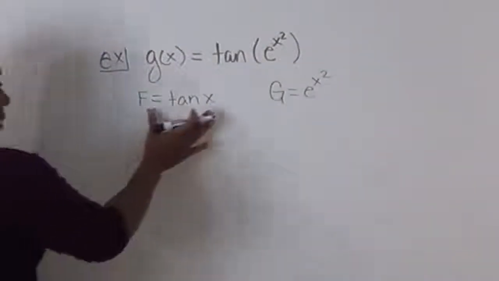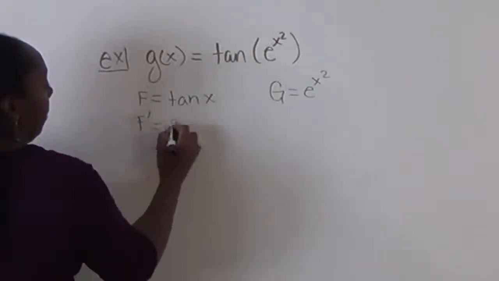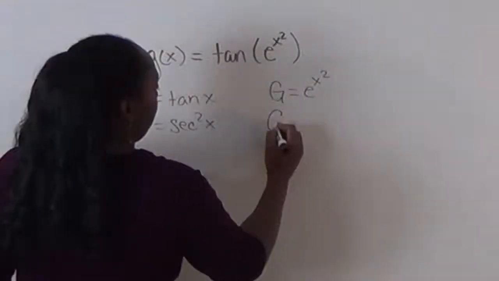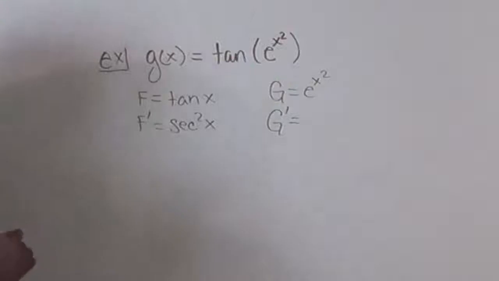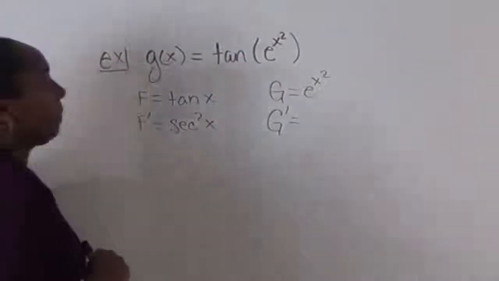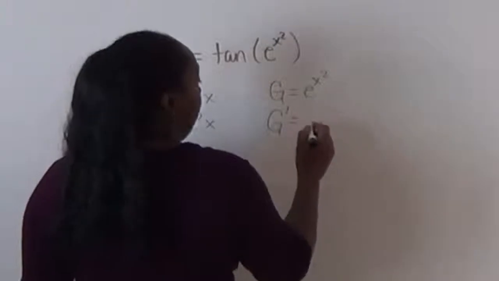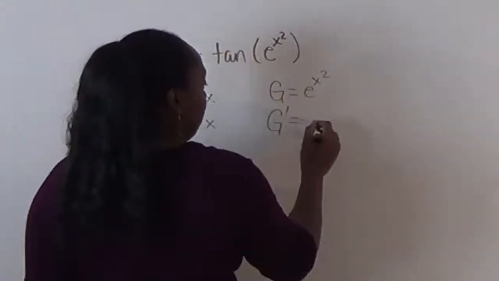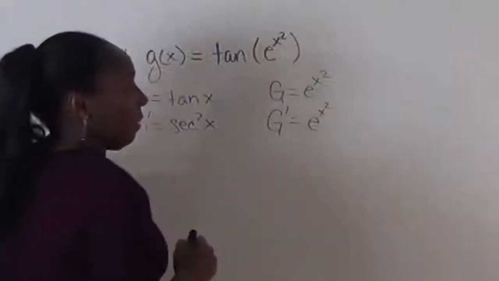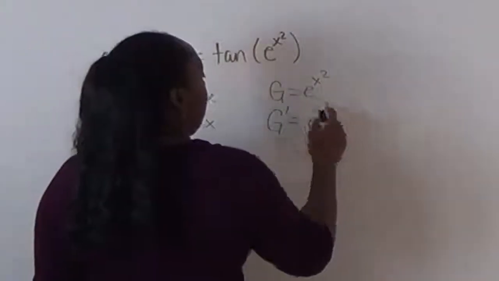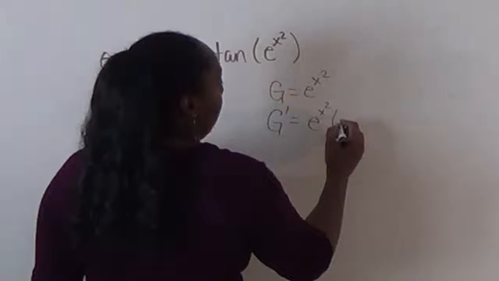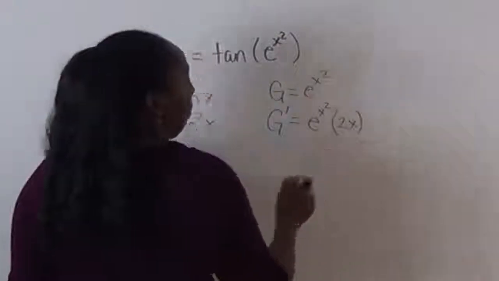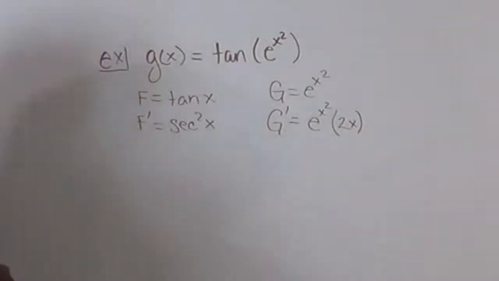So then when I take the derivative of tangent we know is secant squared, and the derivative of the capital G, e to the x squared, well, here we're going to have to apply a chain rule within itself. Okay? So it says I'm going to take the derivative of e to the x squared, well, e to the anything, derivative is itself. Applying the chain rule there, I need to multiply by the derivative of the exponent. Okay.